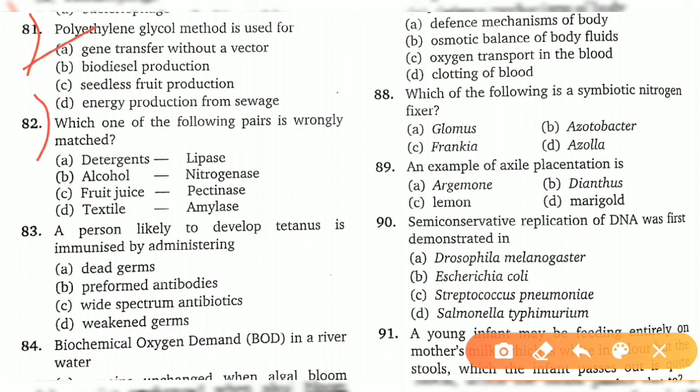Now 82nd question. Which one of the following pairs is wrongly matched? Options are detergents to lipase, alcohol to nitrogenase, fruit juice to pectinase, textile to amylase. So the answer is alcohol to nitrogenase. Now 83rd question. A person likely to develop tetanus is immunized by administering. Options are dead germs, preformed antibodies, wild respiratory antibodies or weakened germs. So the answer is preformed antibodies.